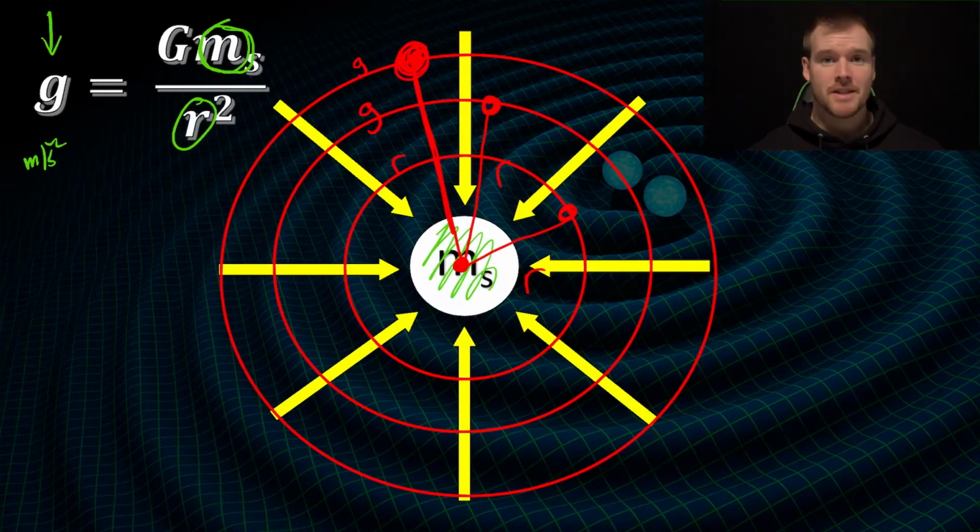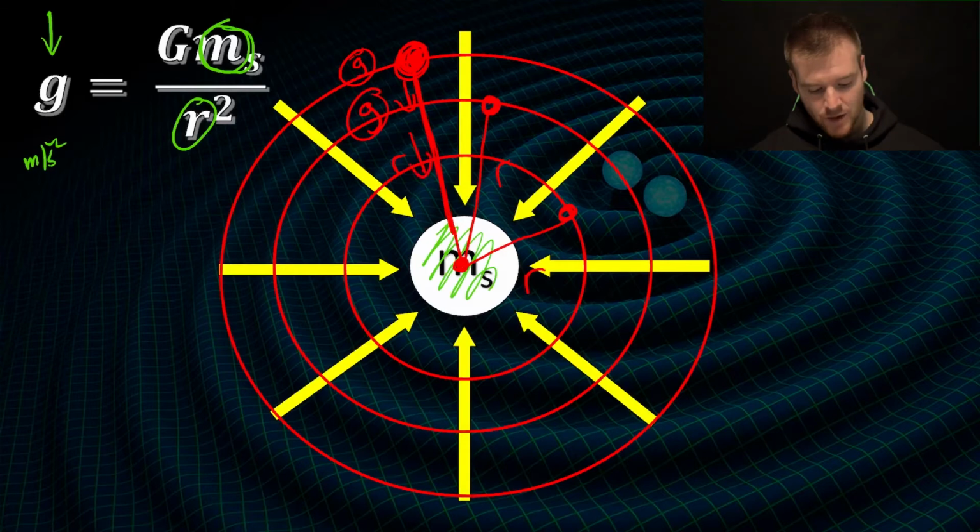I do want to clarify that it's not like I drop it from this point up here and it's going to have the same acceleration all the way down. It's going to increase as it gets closer and closer because now the radius is getting smaller and smaller. So it's going to be accelerating at a low level up here, but as it falls, it's going to accelerate more. And as it falls, it's going to accelerate more. So the acceleration goes up as the radius goes down and gets closer to that mass source.